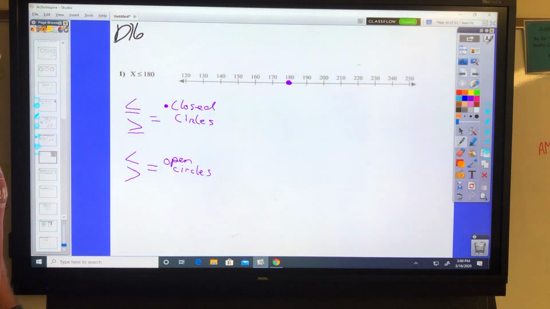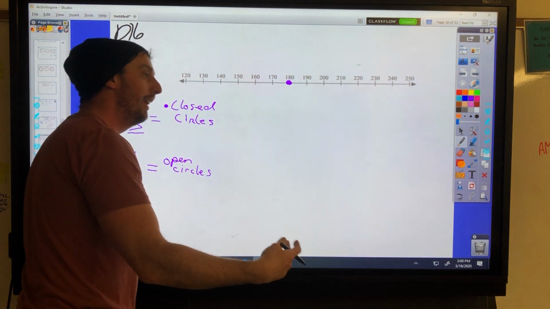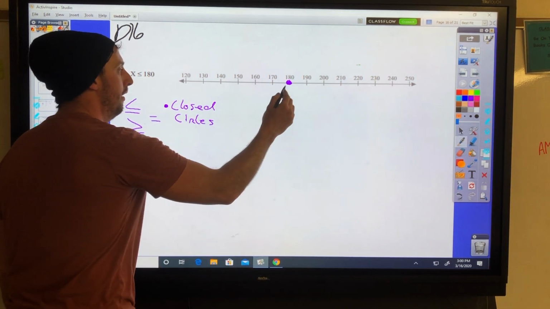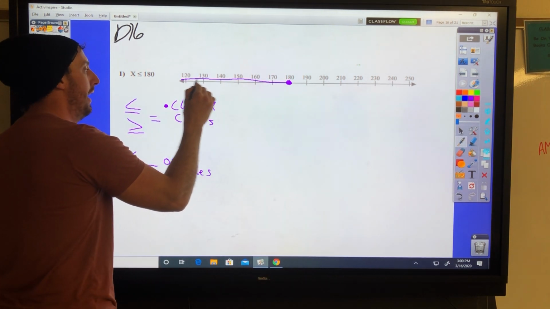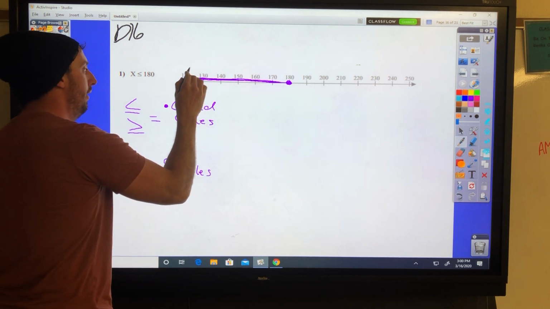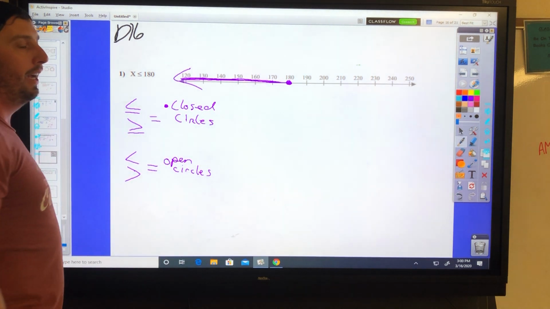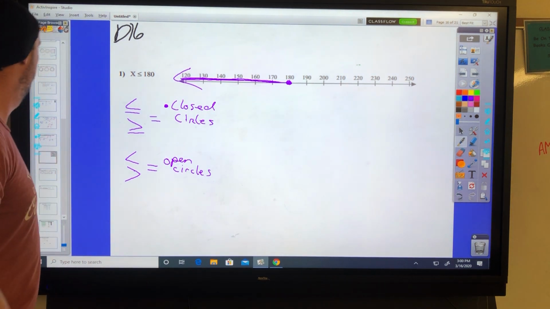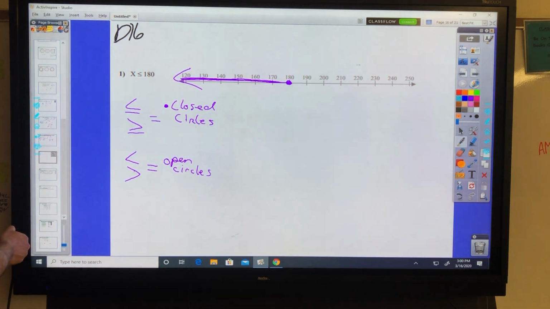Since it's anything less than 180, I have to put my arrow to the left. So I'm literally just going to draw an arrow over top, the worst arrow ever. And there's my answer. I just graphed it. That's all you have to do. All right, moving on. Day 17.